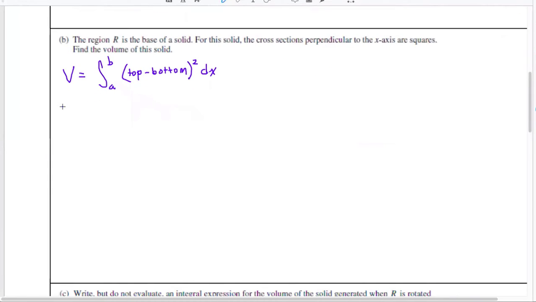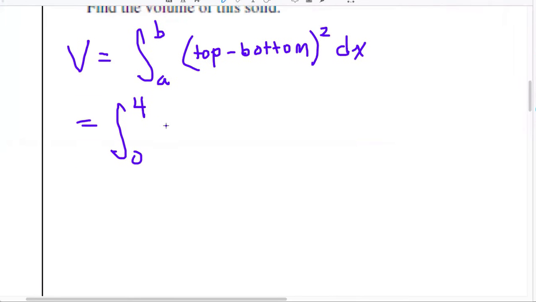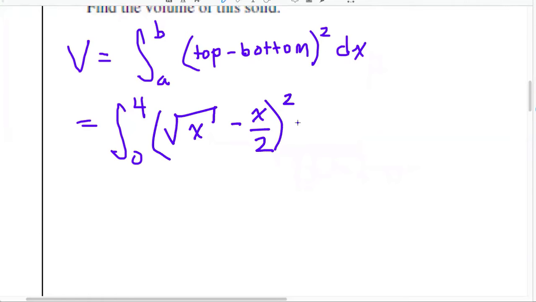So when I actually start plugging things in, my integral is still from 0 to 4, and that hasn't changed. And my top is still square root of x. So I come back down here. This is going to say the square root of x minus x over 2, that quantity squared now, dx.